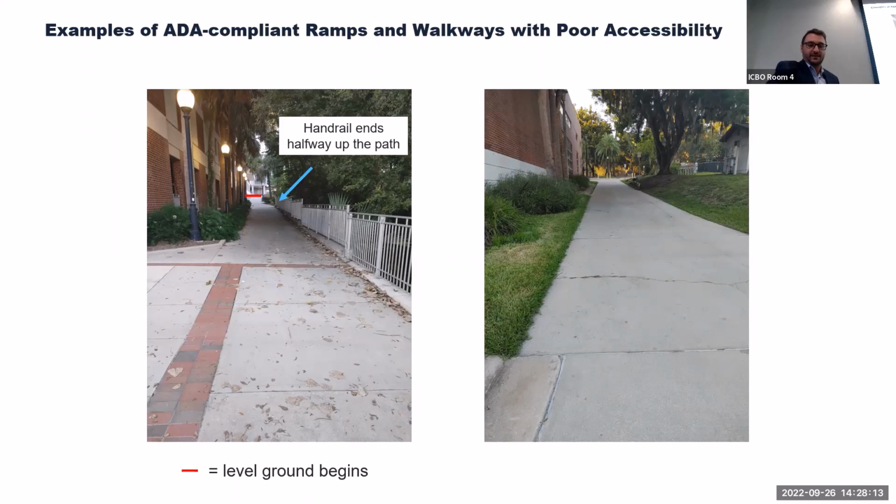So this red line indicates in this photo exactly where the ground levels off and where somebody would actually have flat ground to move on, just to give you a perspective of how much of a distance they would have to travel uphill. And these are technically ADA compliant. The ADA does not actually have any stipulations on the length of a ramp. They just have stipulations on whether they have handrails and the degree of incline that they're at.